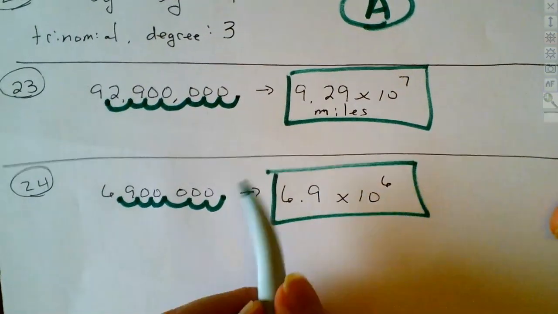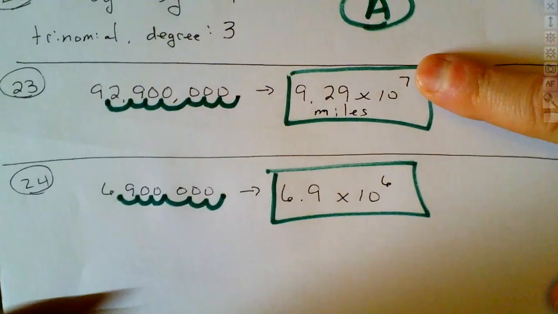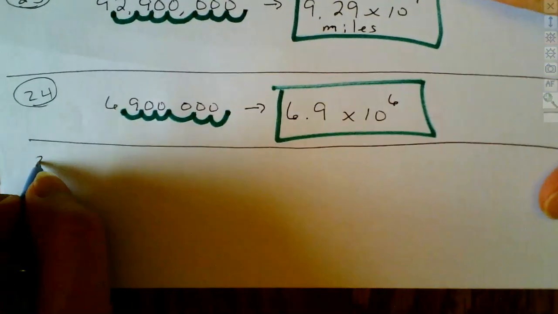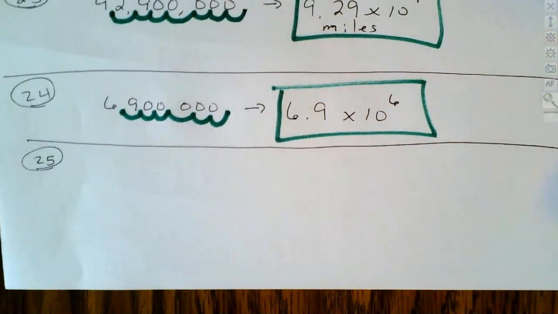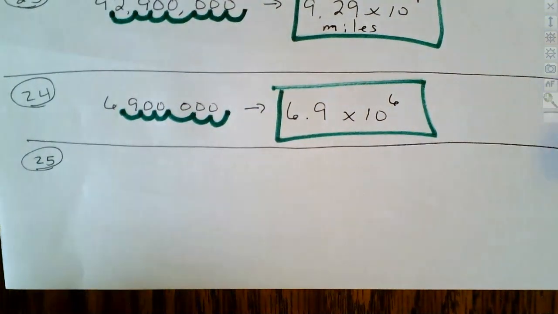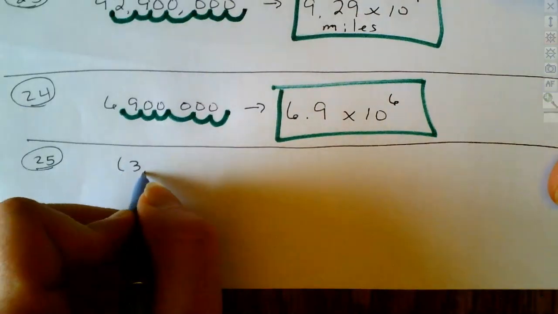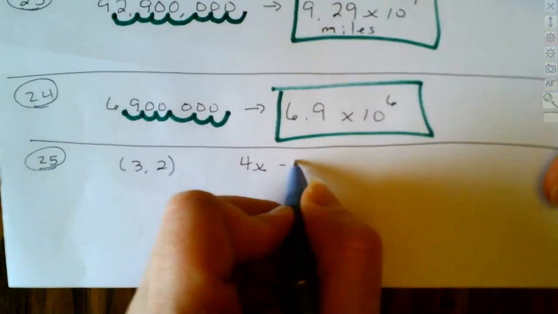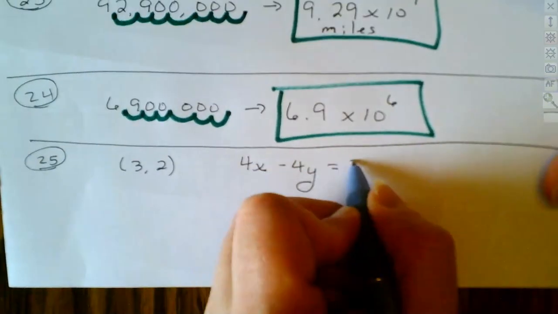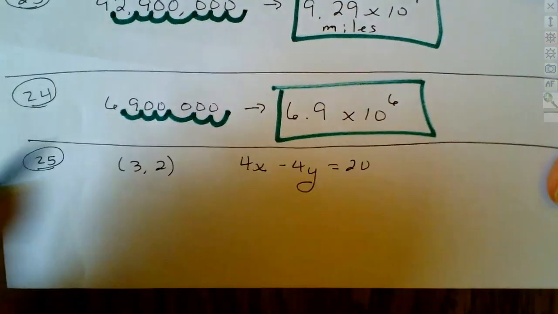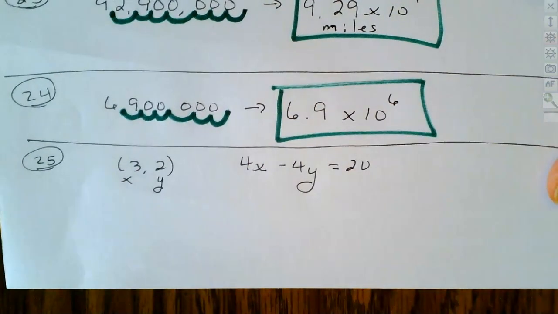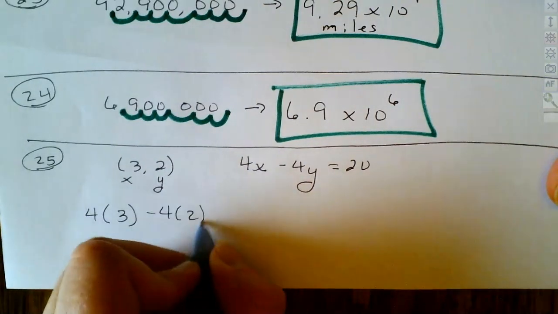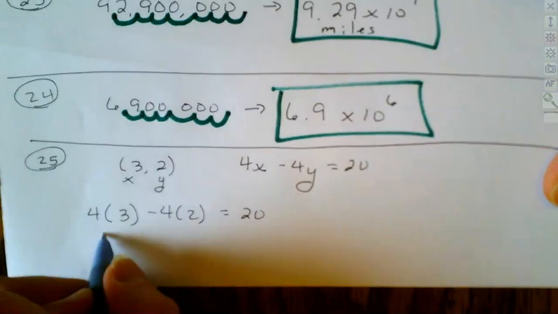And the very last question talks about solutions. And what makes something a solution? Well, it's a solution if you plug in your values and the sides match up. So we've got 3, 2, and we have our equation 4x minus 4y equals 20. And we want to see if it's a solution. This is your x, this is your y. So that's 4 times 3 minus 4 times 2. And 4 times 3 is 12.